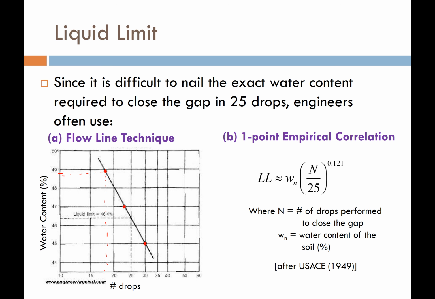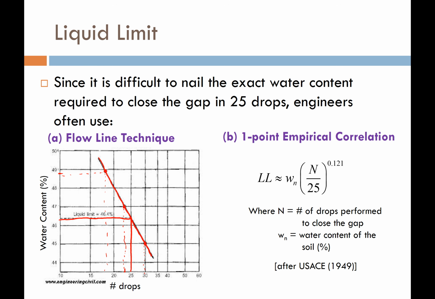Then for the second test, we're going to add a little bit more water, so we get fewer bops, so maybe we get 23. And then for the third test, we're going to add more water, and this time we get 30. All we're doing is taking these 3 points and fitting a linear best fit line through them, and then we interpolate the moisture content that corresponds to 25 bops. And that's our liquid limit. So that's how we do it, and we don't need to get exactly 25 bops.